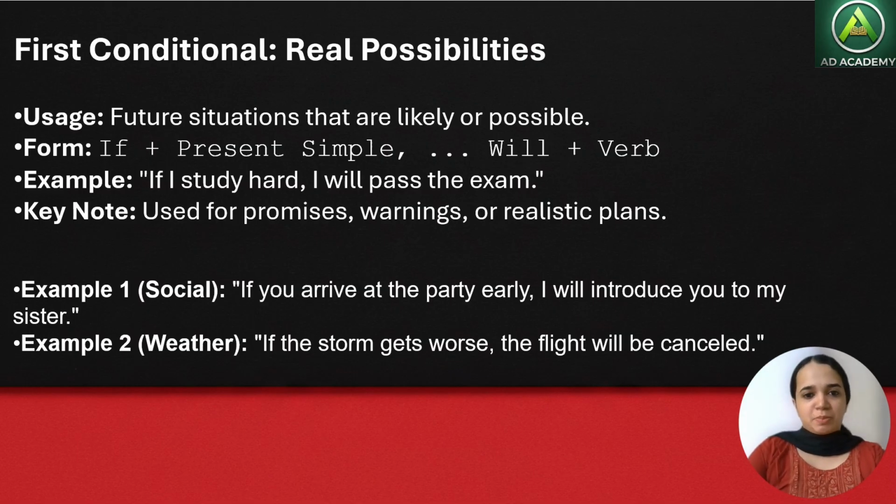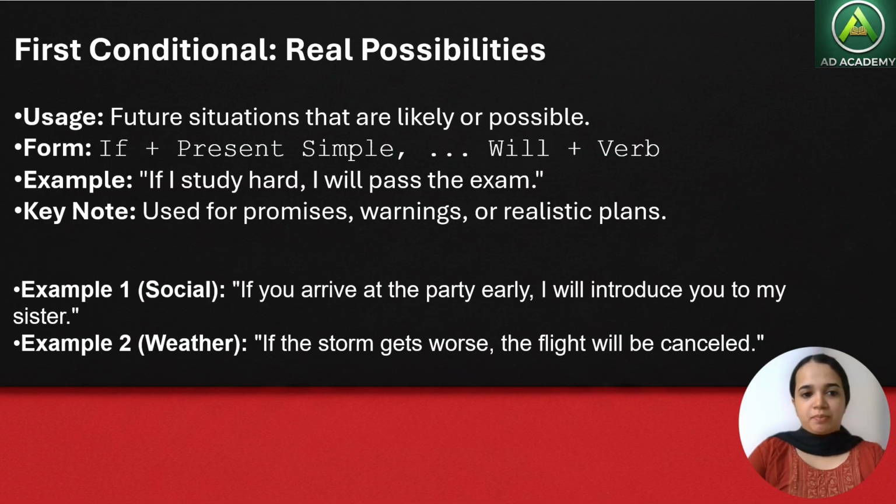Form: if plus simple present, comma, and in the independent part it becomes will plus verb first form. If I study hard, that's simple present tense, I will pass the exam. So will plus verb first form, that is, will pass. We can only use the first form of the verb with will. I will pass the exam.